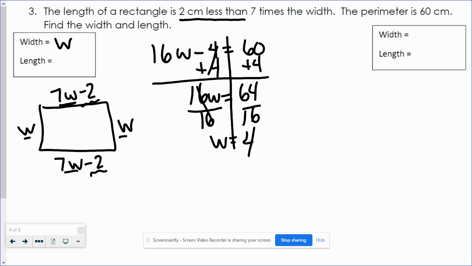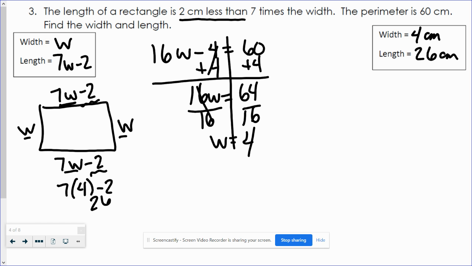Oh, I forgot to label in here 7W minus 2 for my length. So the width is 4 centimeters. The length, 7 times 4, that's 28. 28 minus 2 would be 26.